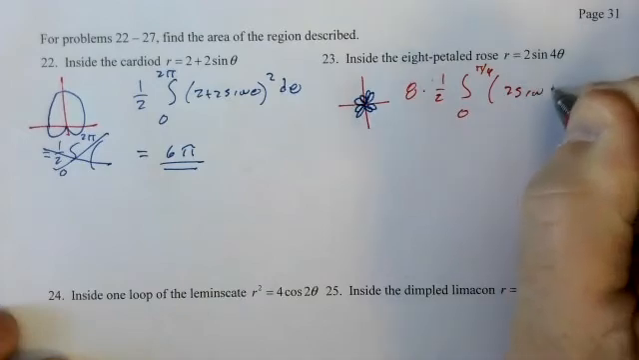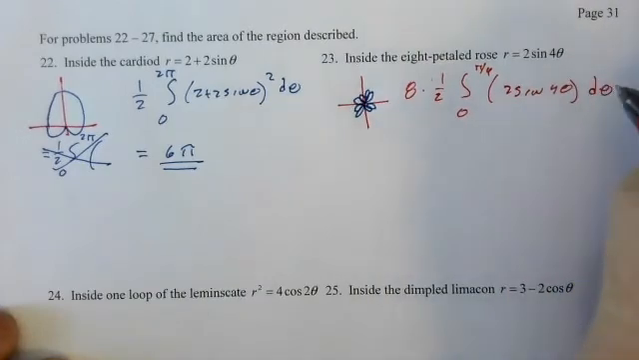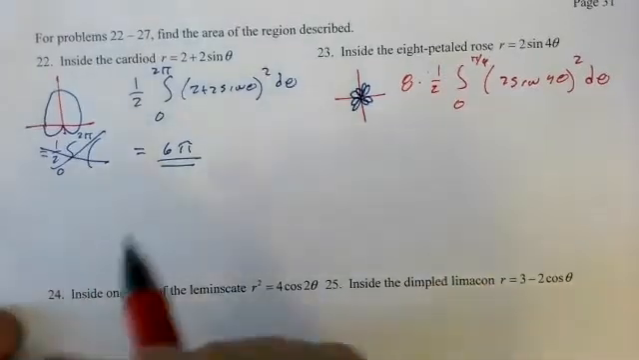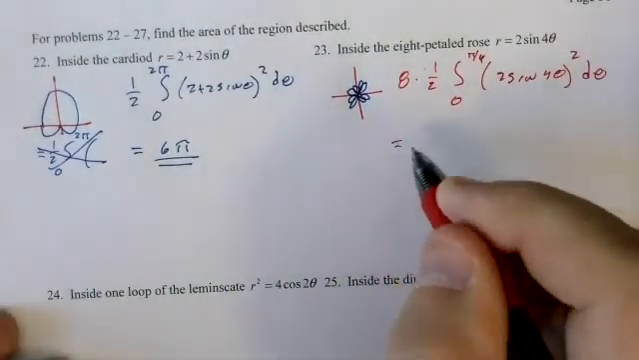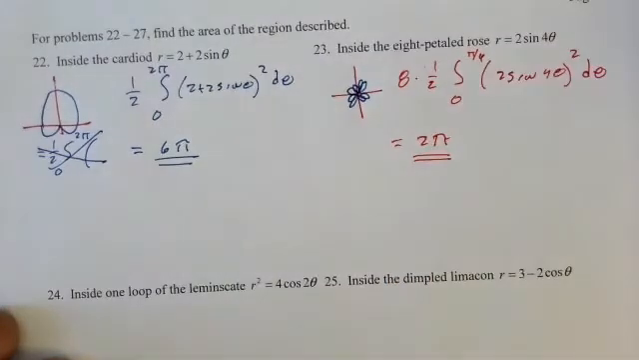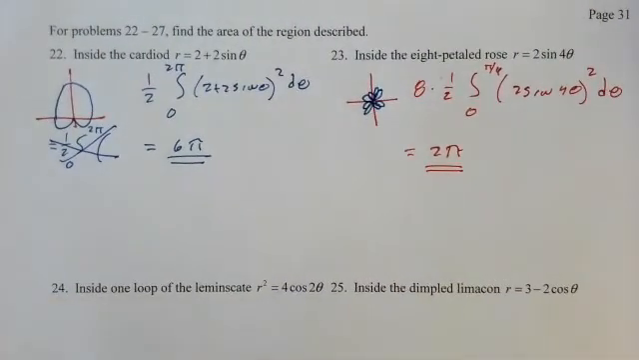2 sine of 4 theta d theta squared, which is what causes all the problems. So I do a power reduction formula here. Nope, 2 pi. Done.